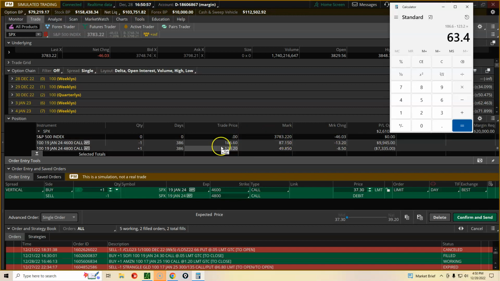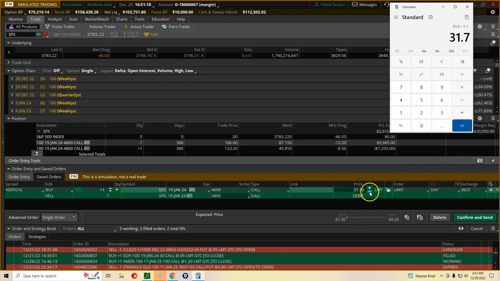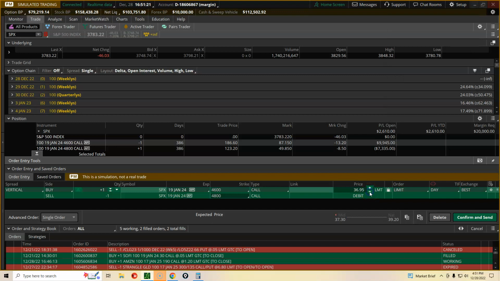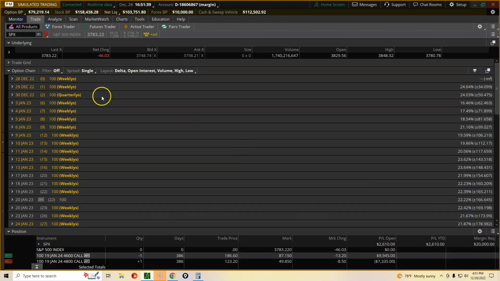I forgot if this is multiplied by 100 or if it's more. 63, and divided by 2. So let's go with, we'll bring this down to 31. Make that good till cancel, and see what happens from there.